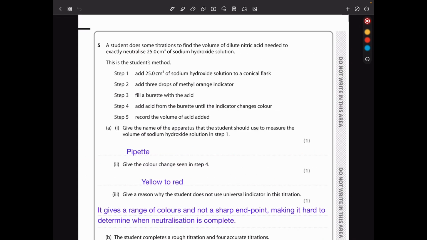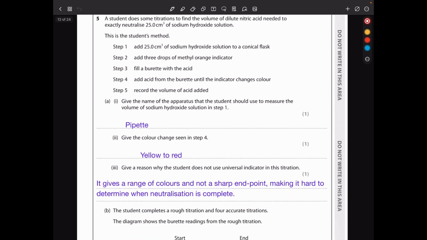In question 5, a student does some titration to find the volume of dilute nitric acid needed to exactly neutralize 25 centimeters cubed of sodium hydroxide solution. This is the student's method. In step 1, add 25 centimeters cubed of sodium hydroxide solution to a conical flask. In step 2, add 3 drops of methyl orange indicator. Step 3, fill a burette with the acid. Step 4, add acid from the burette until the indicator changes color. And step 5, record the volume of the acid added.